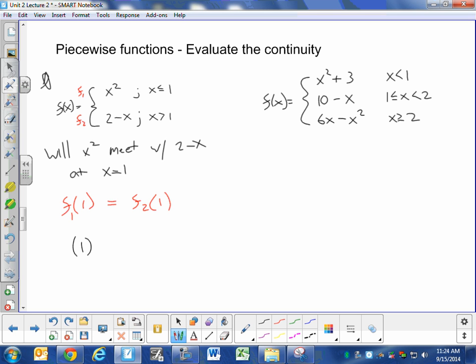That's 1 squared, plug in 1. That's 2 minus 1. 1 equals 1. We are continuous everywhere.